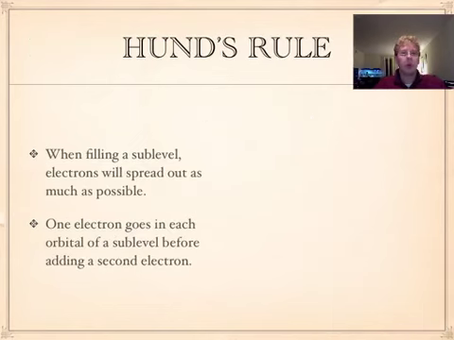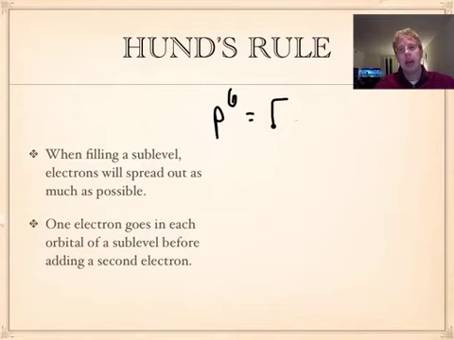The last rule is referred to as Hund's rule. And what this says is within a given sublevel, you want to spread those electrons out as much as possible. So if we take, for example, a p sublevel again, which has 6 electrons at the max.